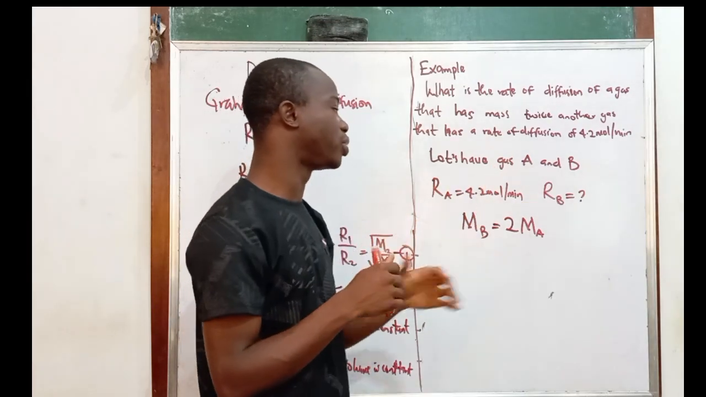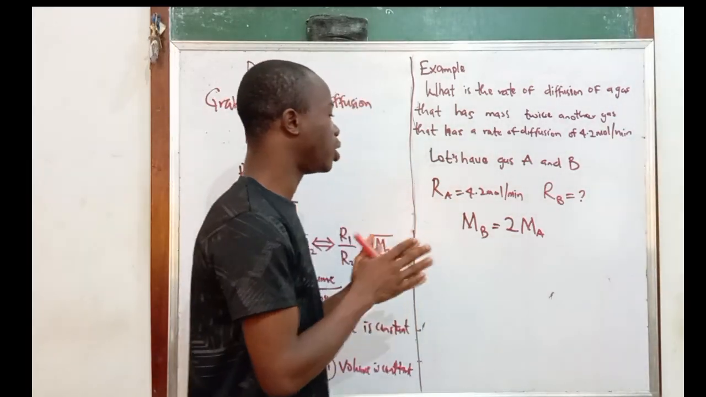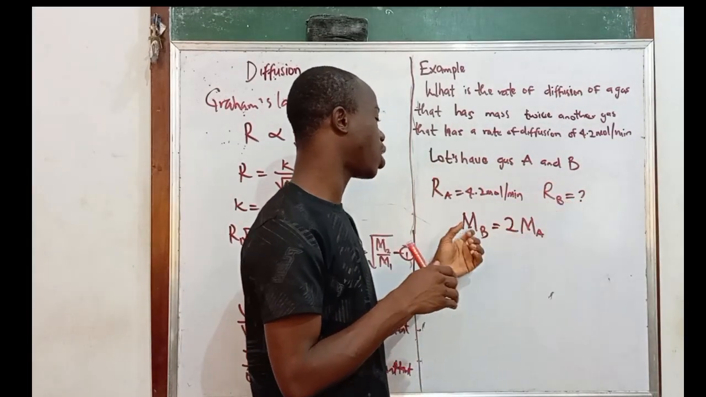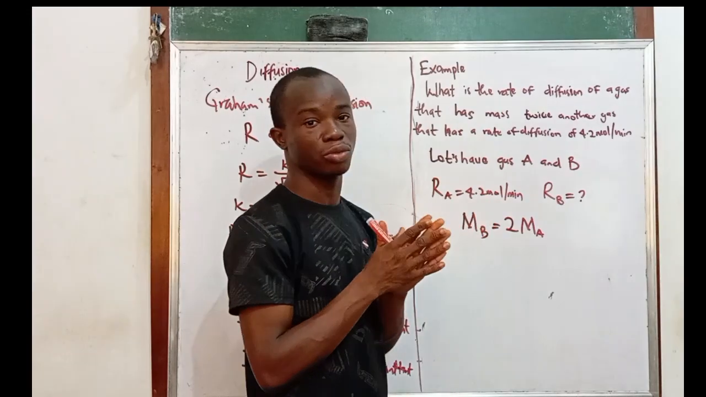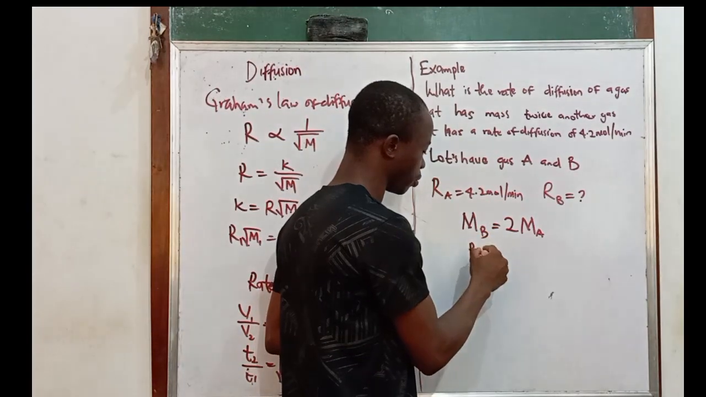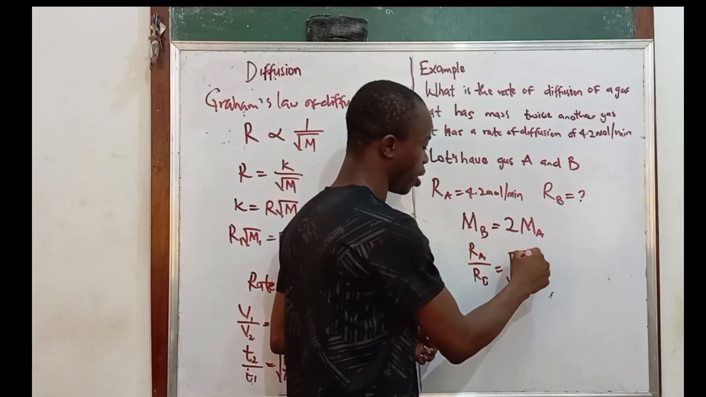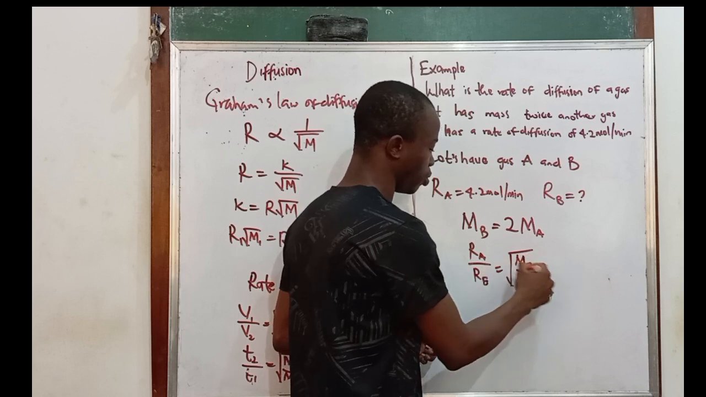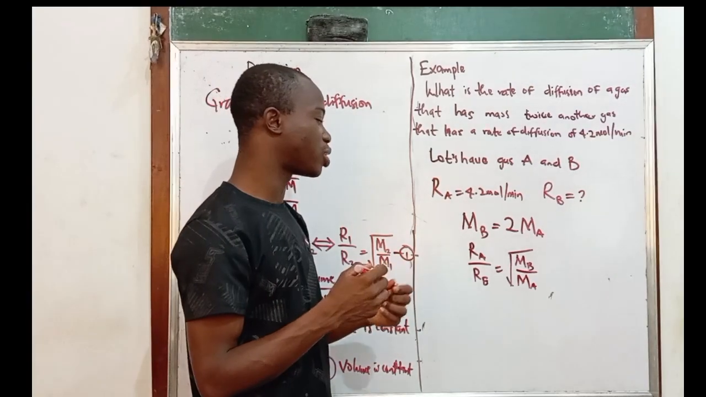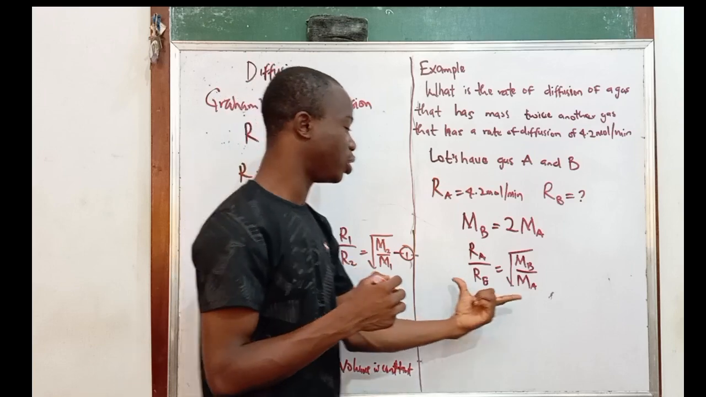But from what is given to us in the question, which one of the expressions are we going to use? Now in the question we have the rate of A, we have the rate of B, we have the mass of A, and we have the mass of B. That implies that we use the first expression, which is RA over RB equals the square root of MB over MA. So the next thing is just to insert all the things given in the question into this expression.